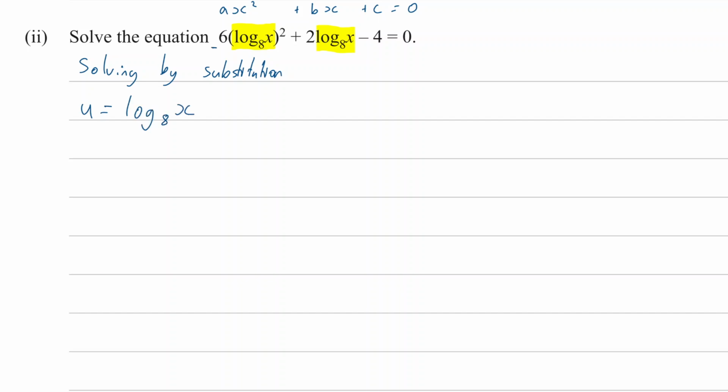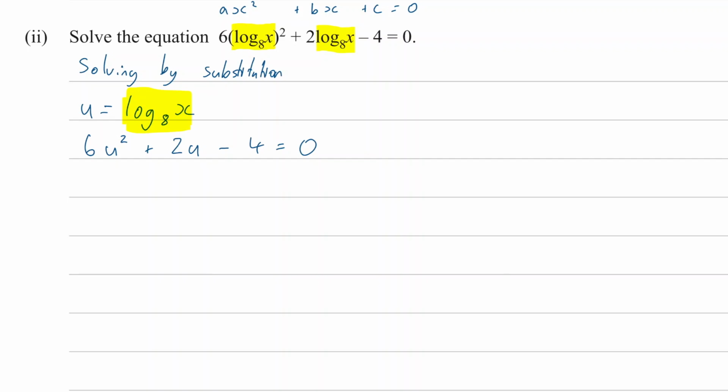And then in this equation, we replace every log base 8 of x with u. So that becomes 6u squared plus 2u minus 4. Now notice how much simpler this problem looks, right? It's just a simple quadratic equation, which we can solve on a calculator.